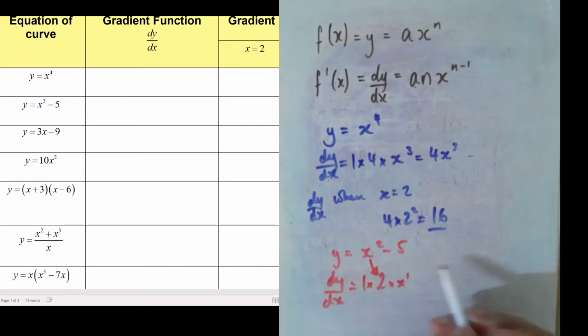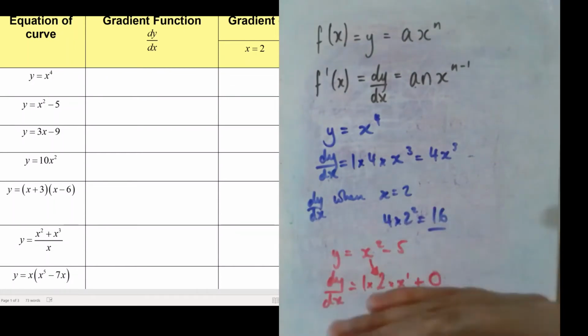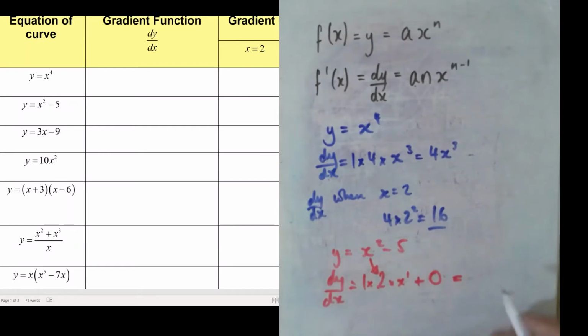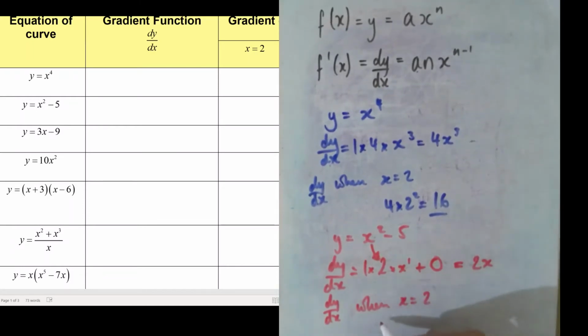Okay, and then the 5, anything that is a constant just automatically gets written off. So that just doesn't exist. So you could say plus 0 if you really want, but it just becomes 0 because the gradient when you have a horizontal line is 0. So it's essentially just not going to count. So if I simplify that, that would be 2x. Okay, and lastly, just to find dy dx when x equals 2, I've got 2 times 2, which is 4. That's your answer.